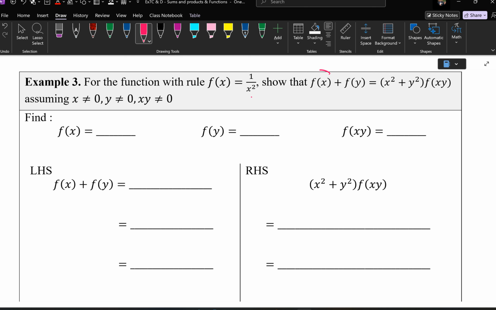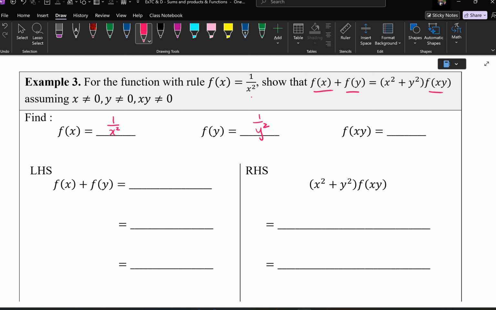Because you can see that in the question there's an f of x, f of y, and there's an f of xy. Normally what I would do first is I find out what does that equal to. Since I know f of x is 1 on x squared already, I fill that in. Then what would f of y be? What's f of y? 1 on y squared. Very good.